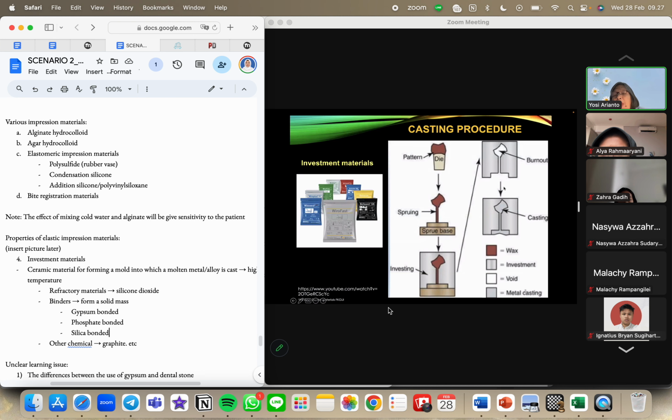We melt the alloys, and then with the centrifugal pressure, we make the casting and allow the molten metal to go inside the mold here. Yeah. So you can see it on YouTube, like this. Yeah. This is when you use the investment materials.